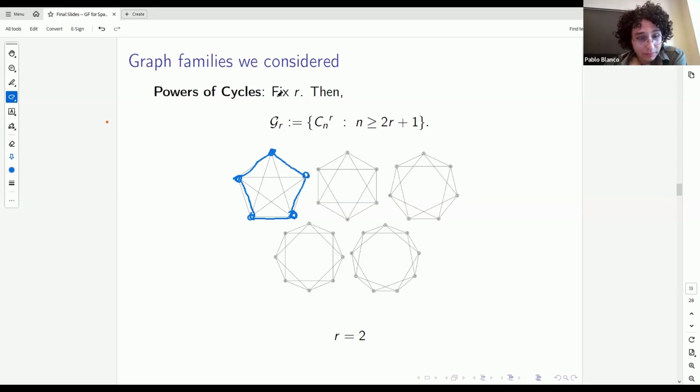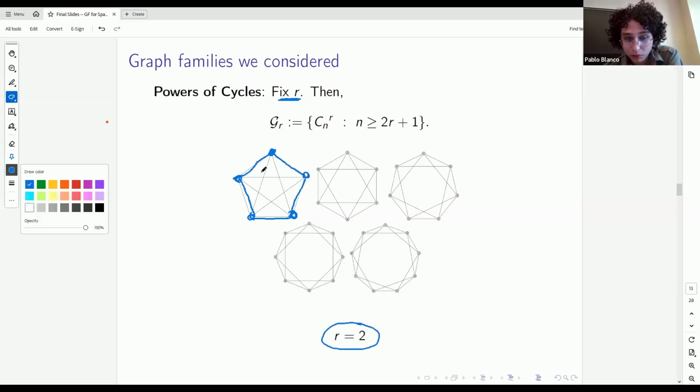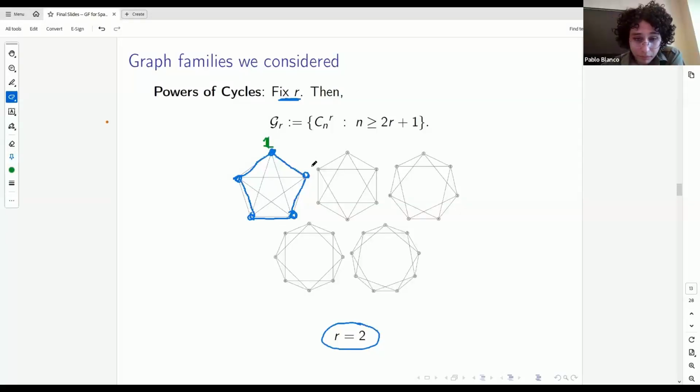So anyway, you fix an r value. In this case, I pick r equals 2. And I say I'm friends with you if I'm at most 2 away. So let's say I'm this vertex, number 1. Then I'm friends with 2 and I'm friends with 3 because I can reach them. I can reach 2 using 1 edge, and I can reach 3 using 2 edges. So at most 2 edges I can reach you. So that gives me these 2 edges.